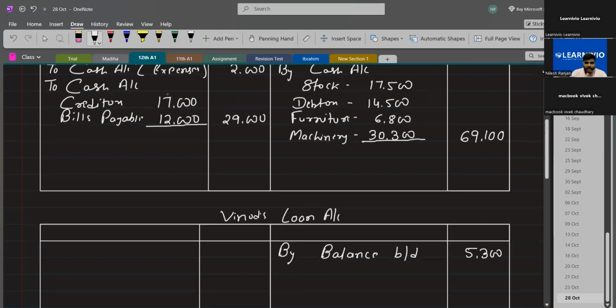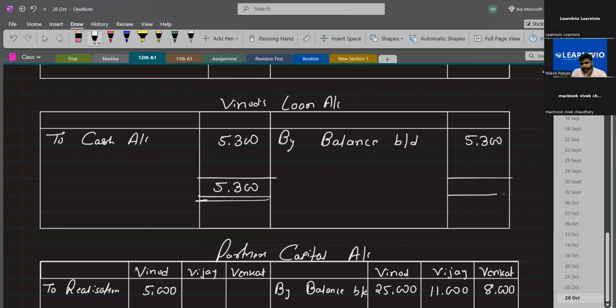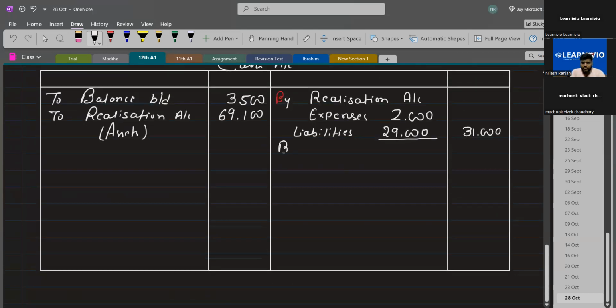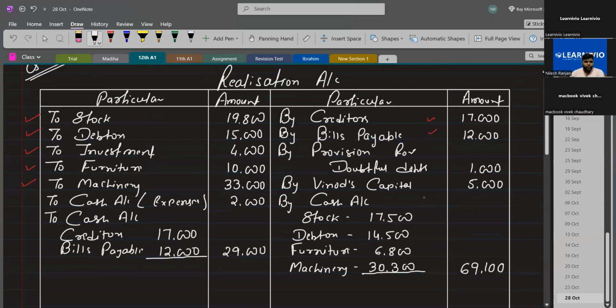Now we will start closing the accounts. First of all, we have to close the loan account. I told you, if there is no information about a liability, we assume it is paid in full. So 5,300 is paid. There will be no balance. Then Vinod's loan, there's no balance, because there was 5,300 due and we have paid it. So this payment will be written in cash account also, by Vinod loan account, 5,300. Okay, sir. Now, after Vinod's loan, we have to close the realization account.